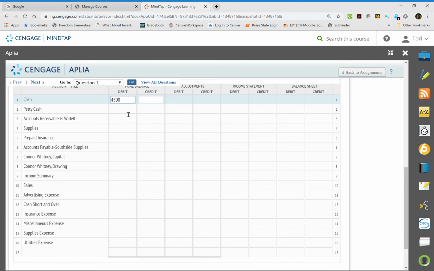So this gives us an overview look of what is in all of our accounts at the end of the month. So make sure to put all your assets on your debit side and all of your liabilities and your capital is going to go on the credit side. So all these numbers you're going to get from up top.